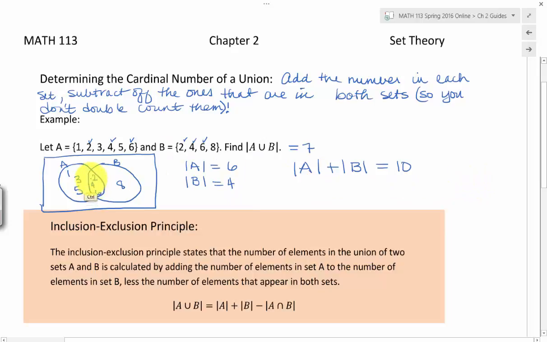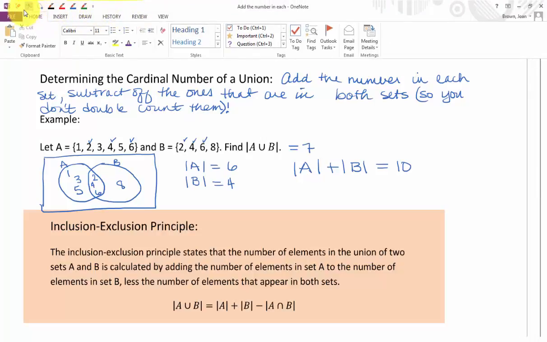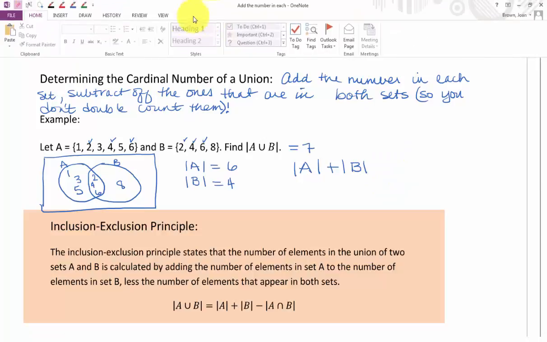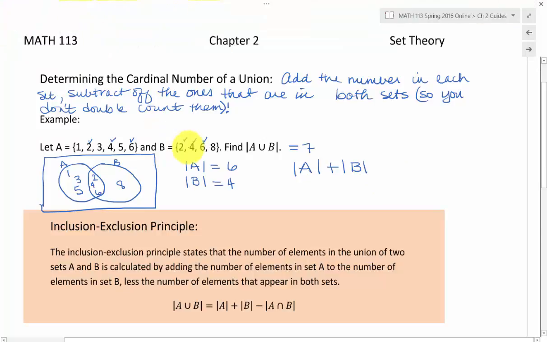What's happening is that I'm double counting the 2, 4, and the 6 because 2, 4, and 6 show up in set A, and 2, 4, and 6 show up in set B. So I'm double counting if I just add up the cardinal numbers. So instead of doing that, if I want to use a formula, what I need to do is then go and subtract off the cardinal number of A intersect B.